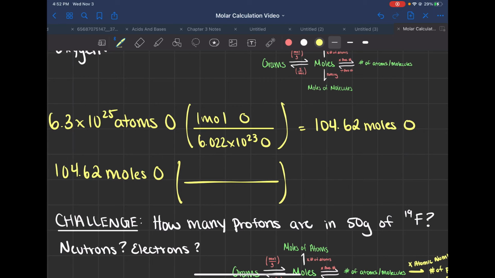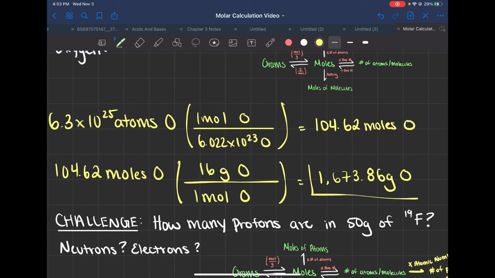So if you look at the periodic table now, go find oxygen, pause me. All right, if you came back and you got 16 grams per every mole of oxygen, you were absolutely right. So we take that number, multiply by 16, and we get 1,673.86 grams of oxygen. That is our final answer. So 2 steps.